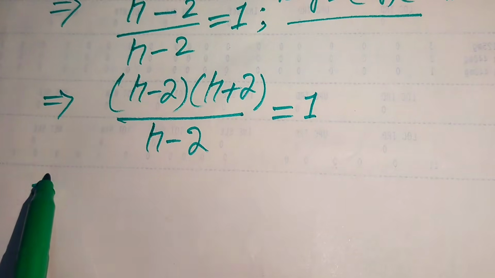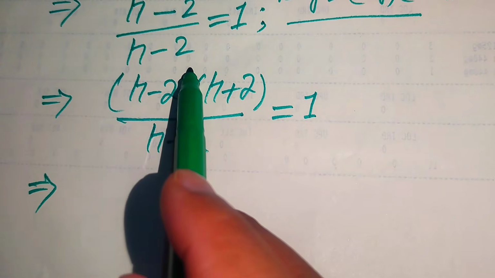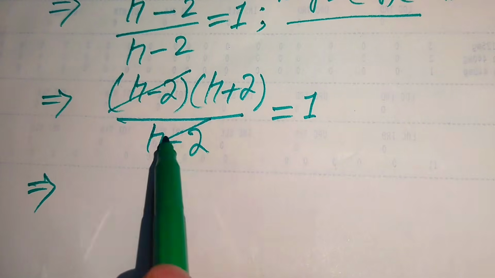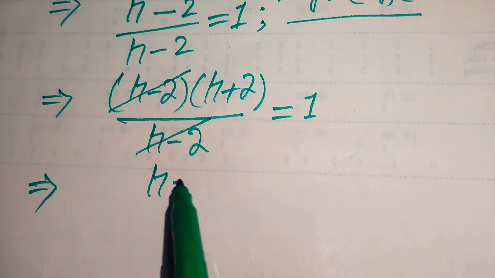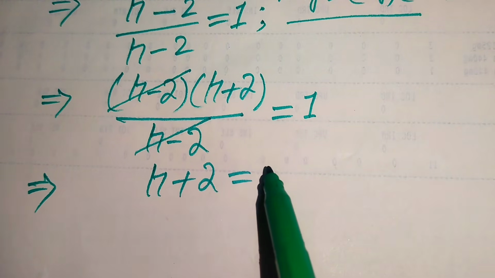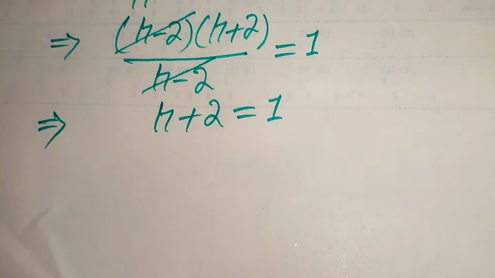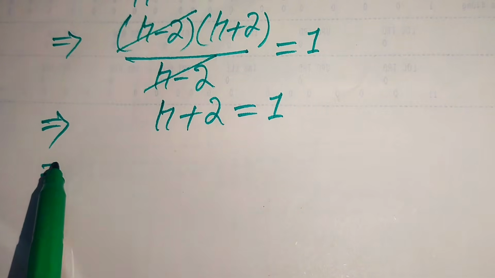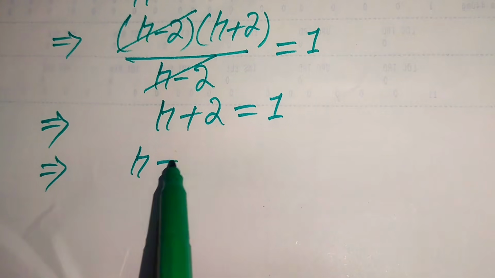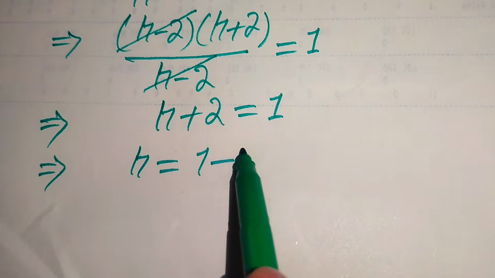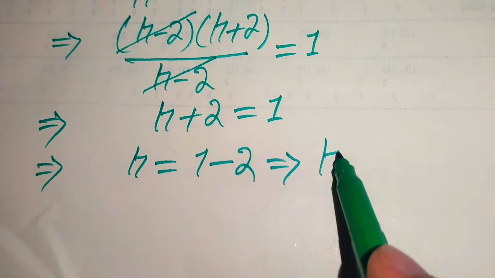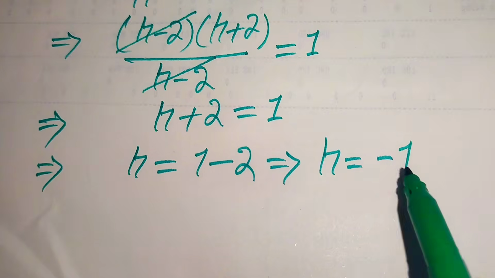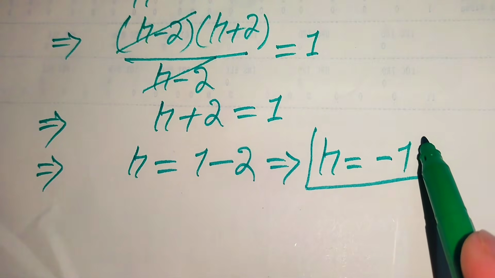And further in the next step we need more simplification. This h − 2 is cancelled out by this h − 2, and after cancellation of these two terms we will get h + 2 equal to 1. Now our target is to find the value of h. So for this we move plus 2 to the right hand side, and it becomes 1 − 2, and this implies that we will get the value of h equal to −1.